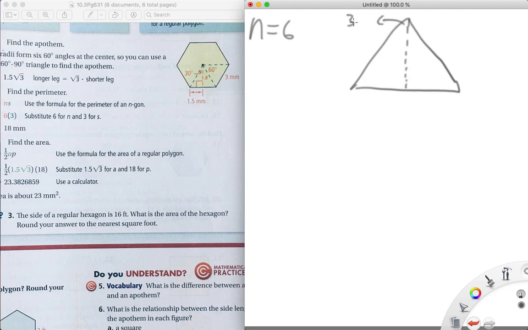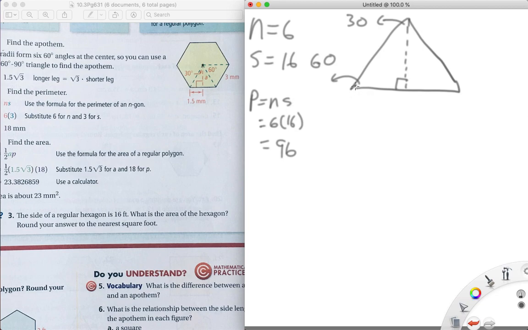I know that that's 30 degrees, this is 90, and that's 60. They tell me that the whole entire side is 16. So I can already find my perimeter. Perimeter is equal to the number of sides times the side itself, which is 6 times 16. So my perimeter is going to be 96. Alright, so we have the perimeter.